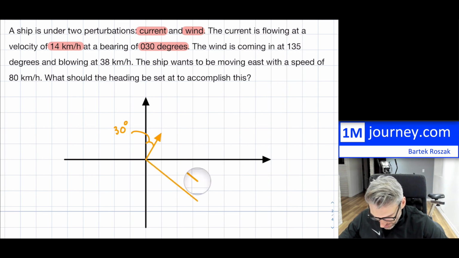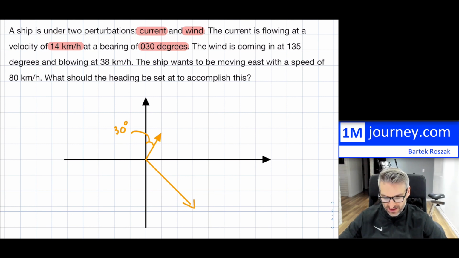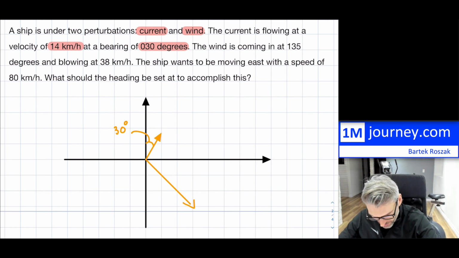Now, the wind is 38, so that one is bigger than the 14. It's going to be a little bit bigger. So it's going to probably be something like this. But now be careful, because it's not going to be this, because the wind is coming in at 135 degrees. So it's coming in at you as you're moving along.